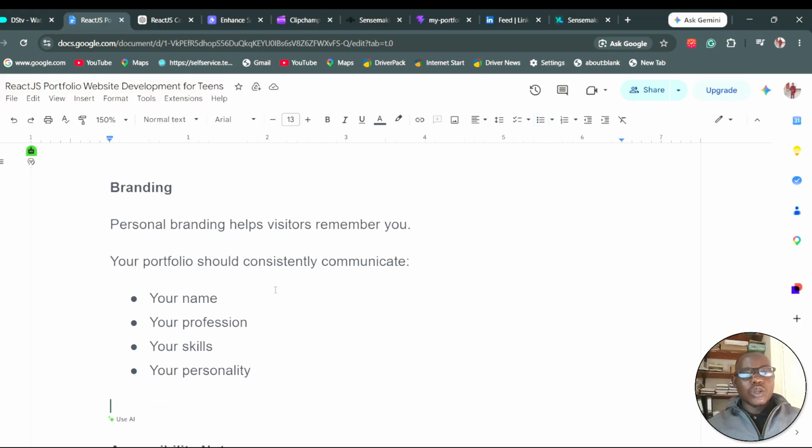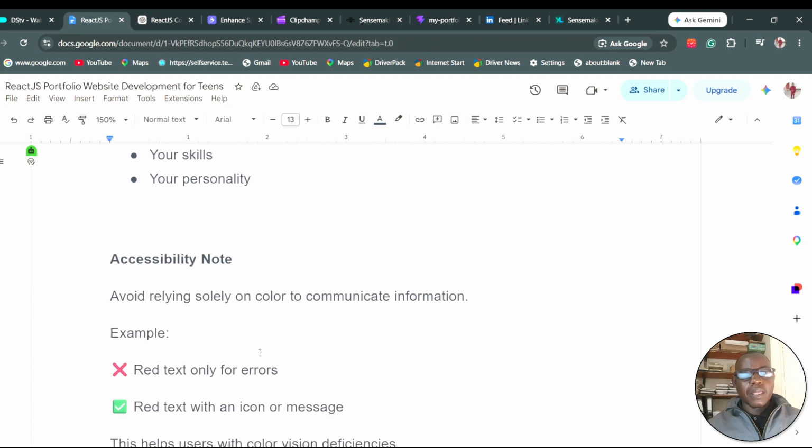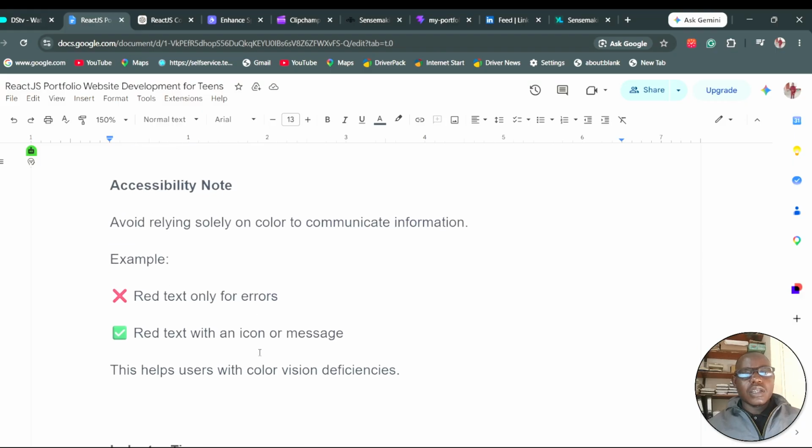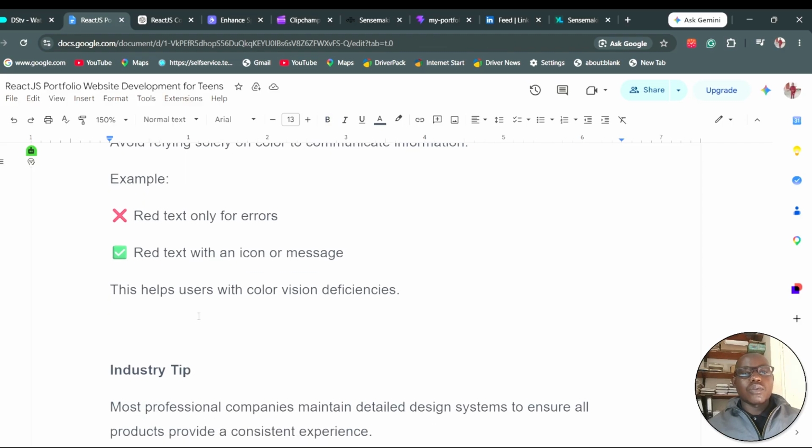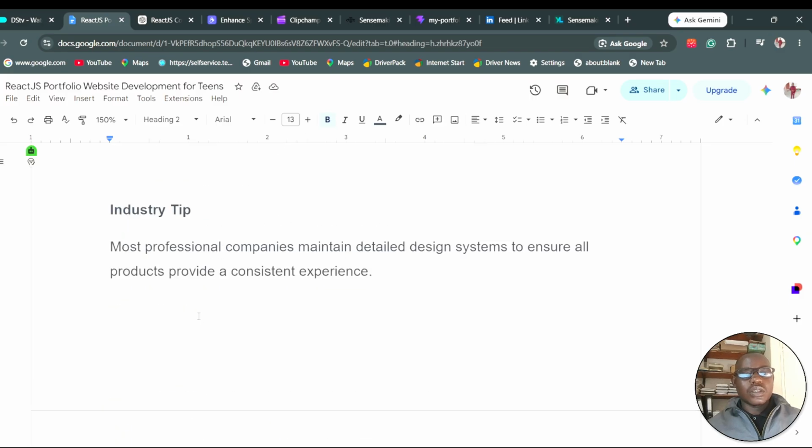Branding. Personal branding helps visitors remember you, so your portfolio should consistently communicate your name, your profession, your skills, and your personality. Avoid relying solely on color to communicate information. For example, instead of red text only for errors, red text with an icon and message is advisable. This helps users with color vision deficiency.